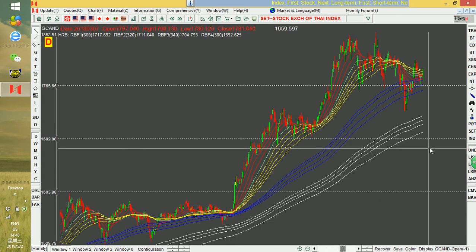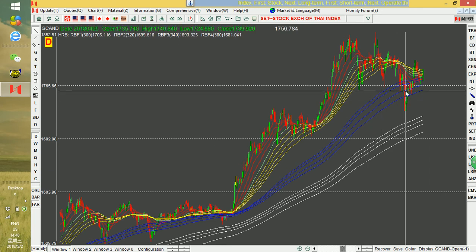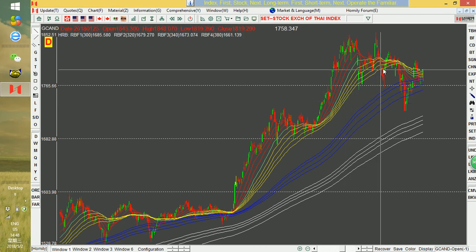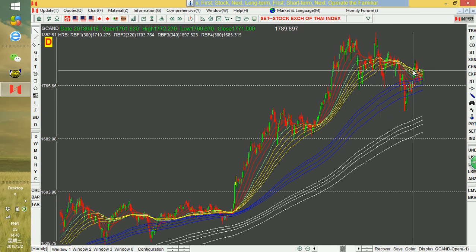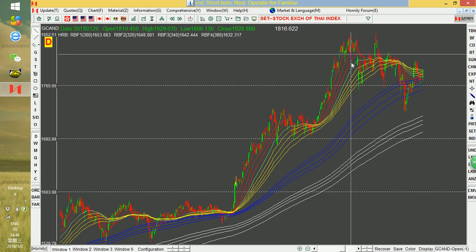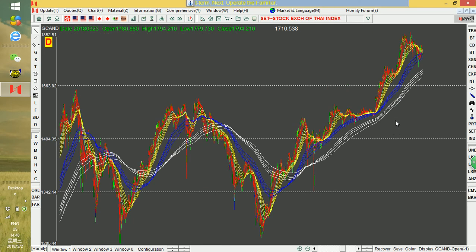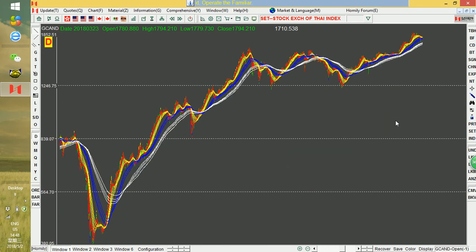The white one means long term, the blue one means medium long term, the yellow line means short medium term, and the short term is red. So it's very clear for us to see the trend of the different time frames right now.